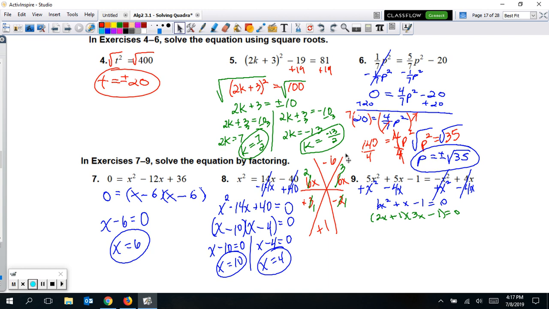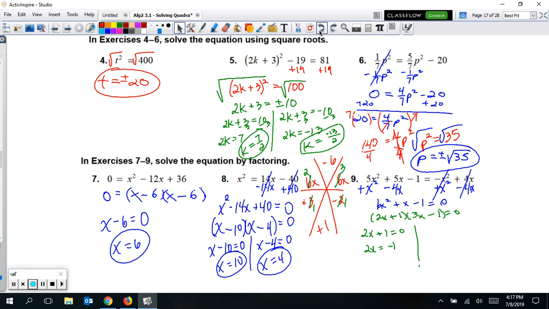Okay, so that was the harder part. The easy part should now be to do the zero product property. Separate these and set each one equal to 0. So 2x plus 1 equals 0. We'll go ahead and solve this one by subtracting 1 first and getting 2x equals negative 1.